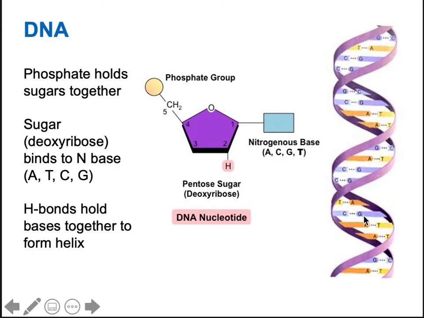This is the double helix. It's 2 strands of DNA. What are all these dotted lines? Those are the hydrogen bonds.